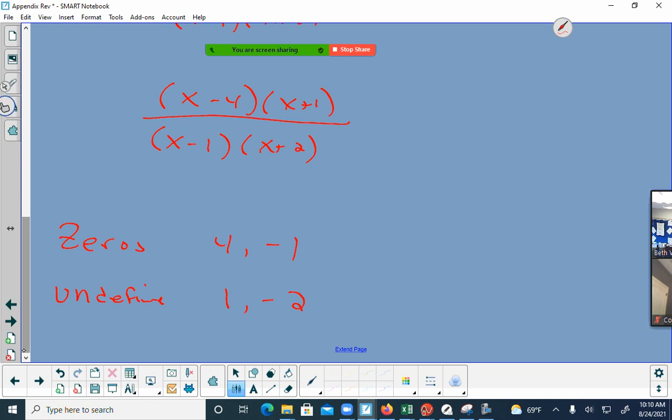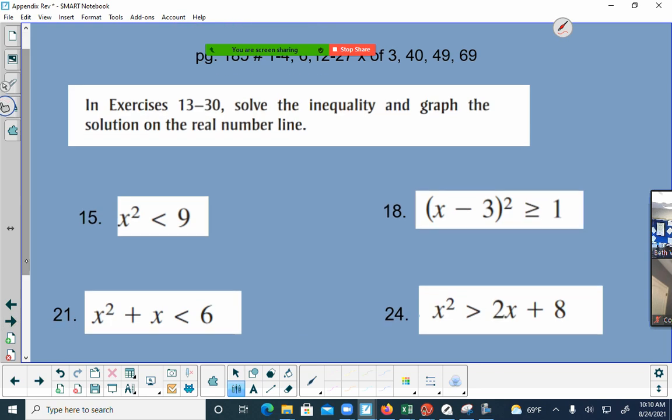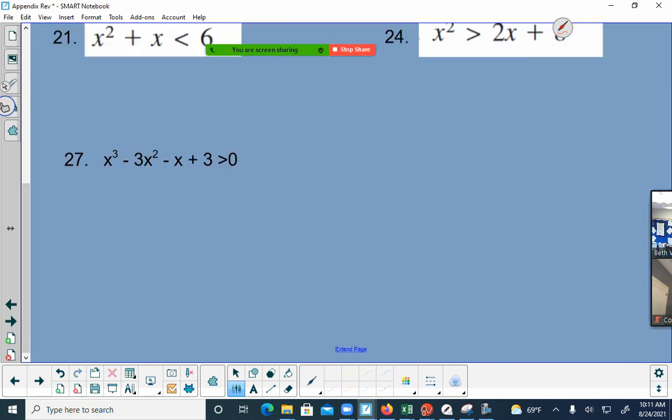Okay, any other ones? 15. So if I take the square root, I'm going to get x is equal to plus or minus 3, right? So then I want to solve this. If I were to graph this, I would have x squared. I'm going to have negative 3 and positive 3.